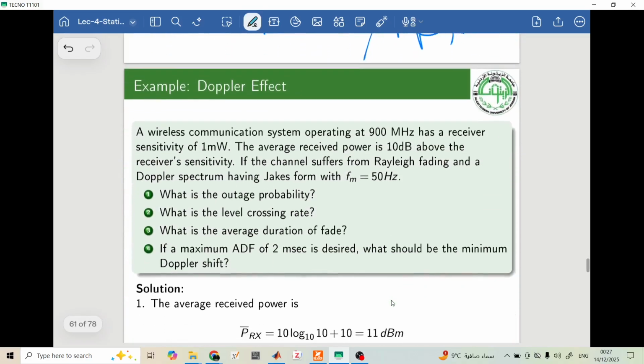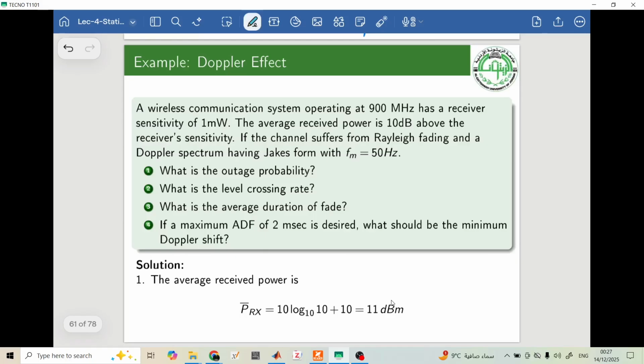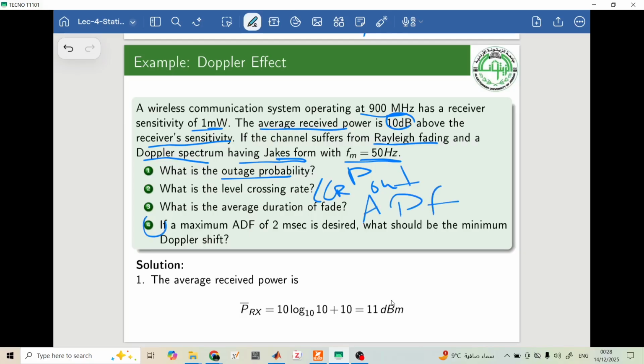Okay, let's take an example. Now we have a system operating at 900 megahertz. The receiver sensitivity P minimum in linear scale is 1 milliwatt. The average received power is 10 dBs above the receiver sensitivity. If the channel suffers from Rayleigh fading and a Doppler spectrum having Jake's form with maximum Doppler shift of 50 Hz, we need to find the outage probability, P out, the level crossing rate, LCR, and the average duration of fade. The last one is a bit interesting. If we want to have ADF of 2 milliseconds, what should be the minimum Doppler shift?